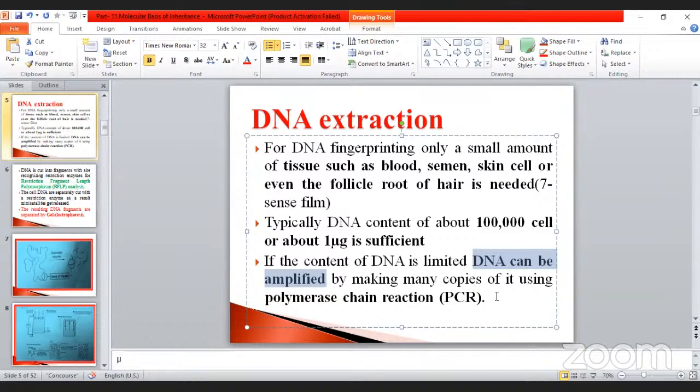Don't forget, my dear students, a single DNA molecule may be multiplied into a number of copies. How many? A lot: thousands, millions, even billions of copies can be made in a laboratory with the help of the technique called polymerase chain reaction. After that, what happens?